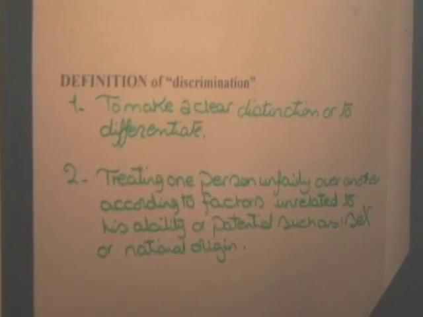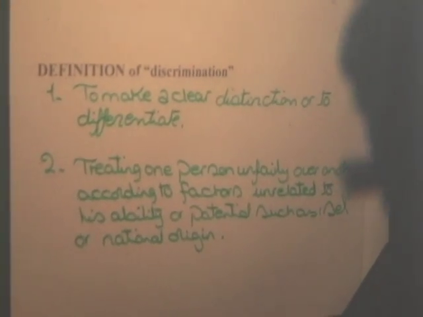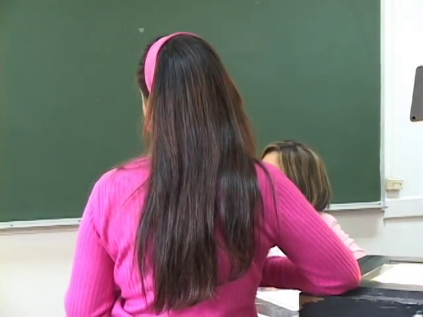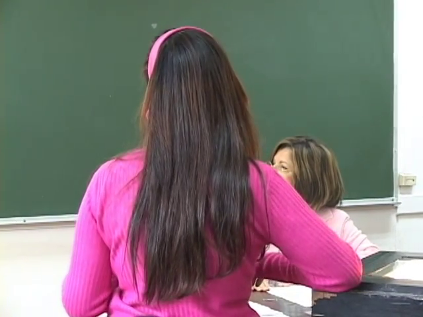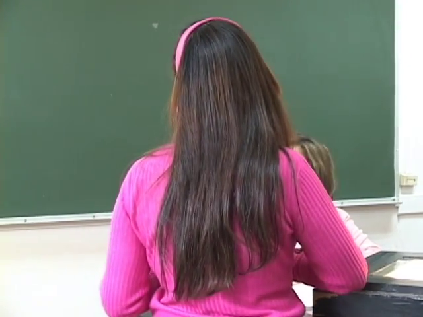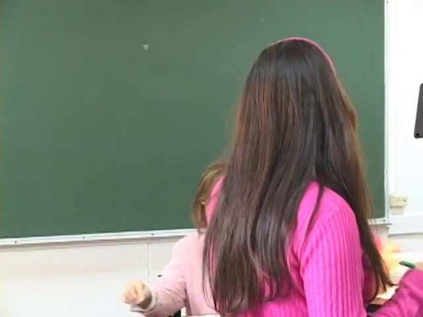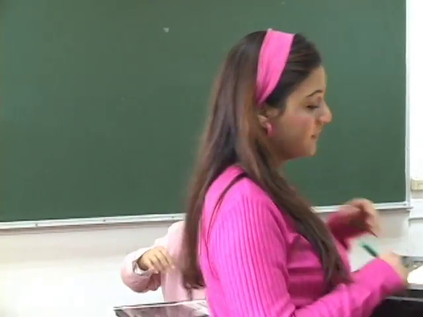Thank you very much. What about discrimination? Discrimination: I have to make a clear distinction or to differentiate. And the other one is treating one person unfairly over another according to factors unrelated to his ability or potential, like sex or national origin. Thank you very much. Next, the red group.